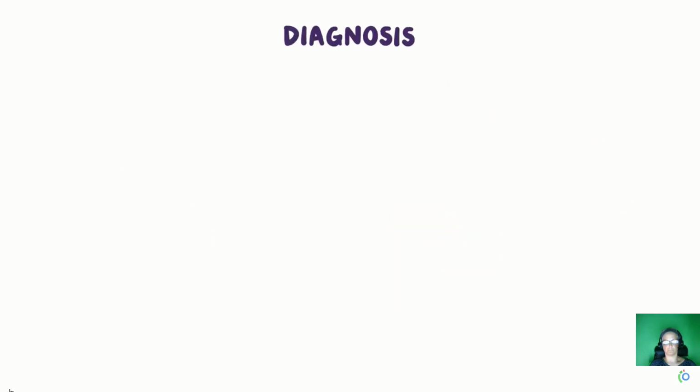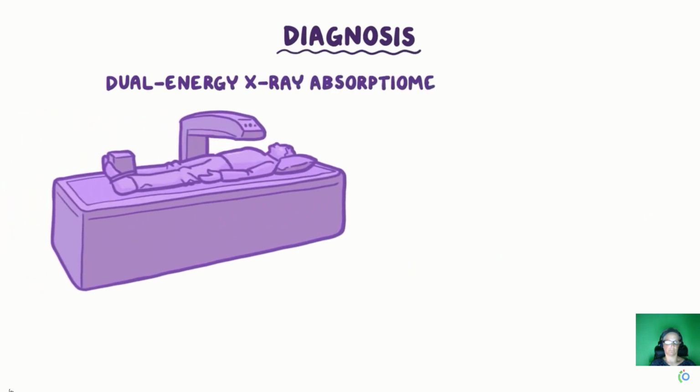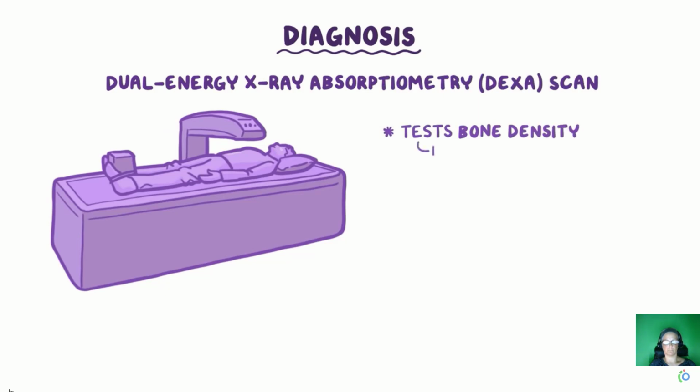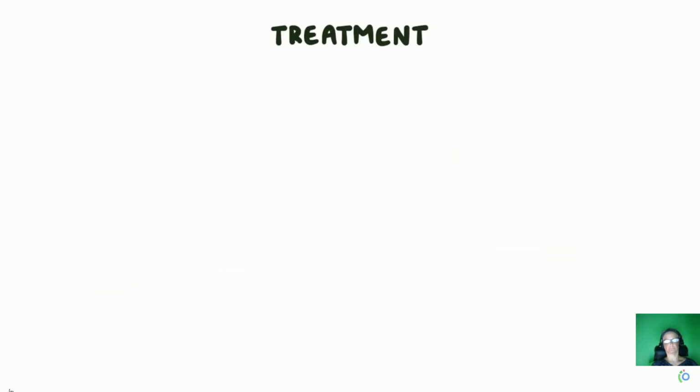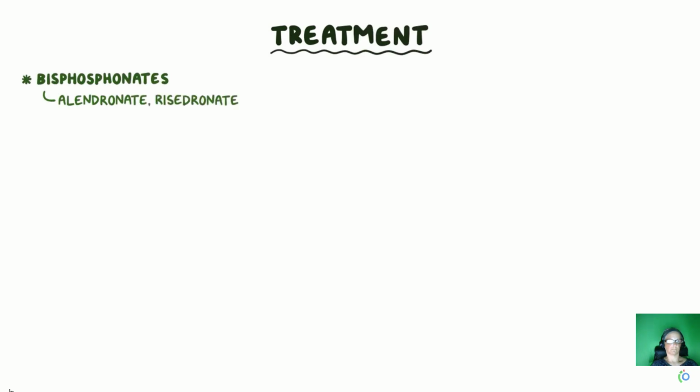Osteoporosis is usually diagnosed with a dual-energy X-ray absorptiometry, or DEXA scan, which tests for bone density. The test compares an individual's bone density to that of a normal adult, which yields the result, or the T-score. A T-score less than or equal to negative 2.5 is diagnostic of osteoporosis. Treatment for osteoporosis usually relies on bisphosphonate drugs like alendronate and risendronate. If osteoporosis is really advanced, teriparatide, a recombinant parathyroid hormone, can be used.